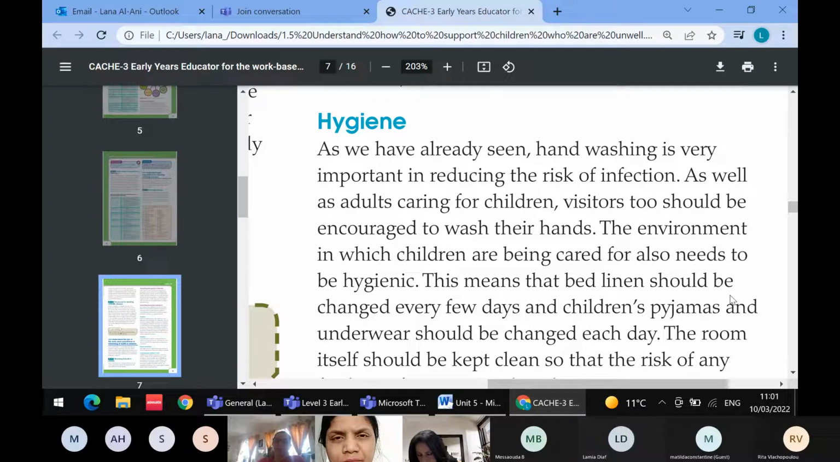Very good. If the child is ill, we can ask the parents to keep the children at home. Otherwise, they might pick up other viruses on the way because they're weak, because of their weak body.